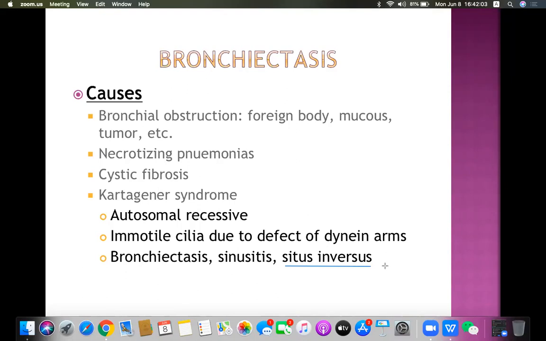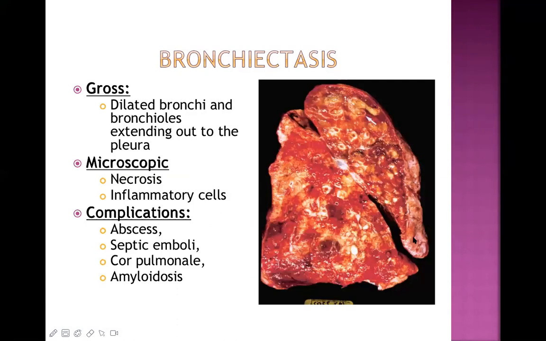So bronchiectasis, sinusitis and situs inversus, if these three things are combined together, we call it Carter-Jenner syndrome. It's a type of primary ciliary dyskinesia and it runs in the family because of autosomal recessive inheritance. So autosomal recessive means there is 25% chance of recurring in every pregnancy. Okay, this is the meaning. Let me erase it and then I'll move on to the next slide.